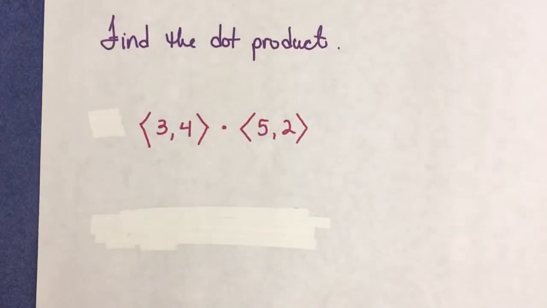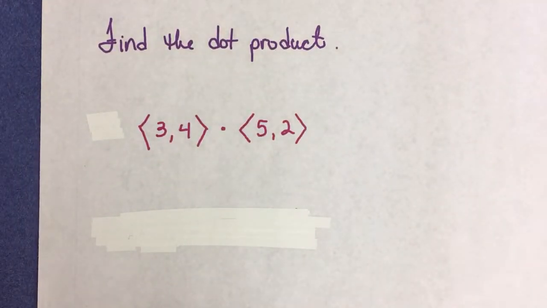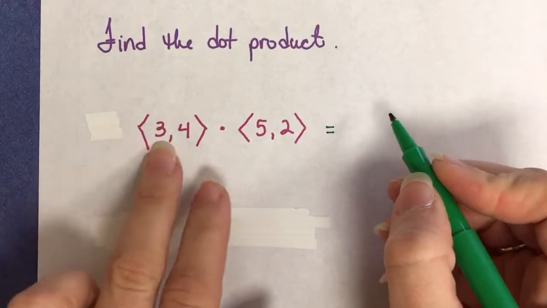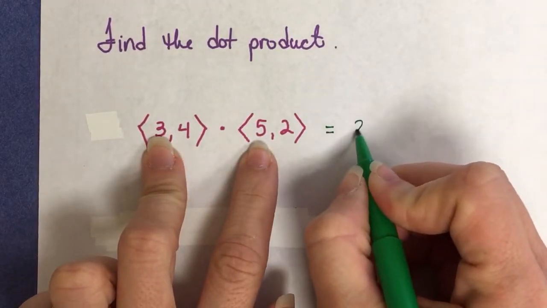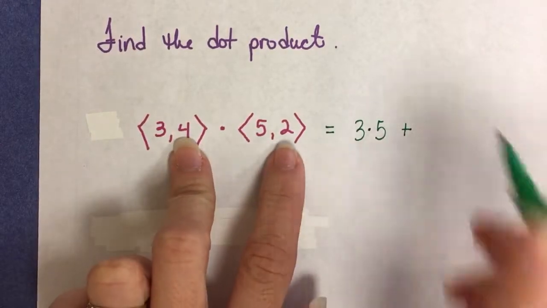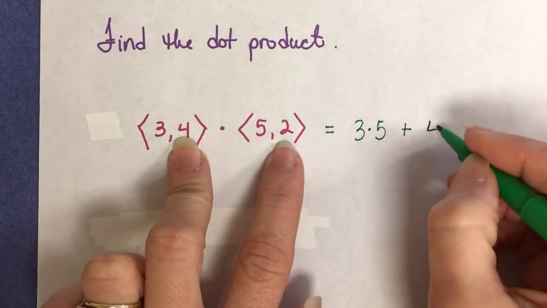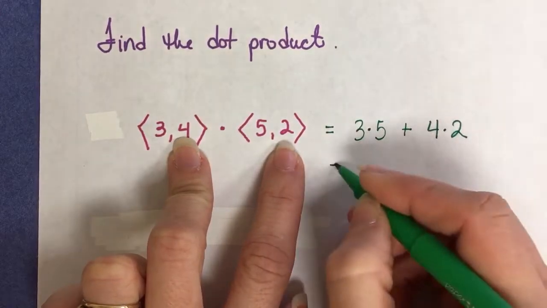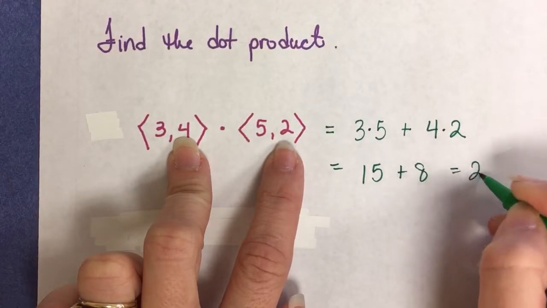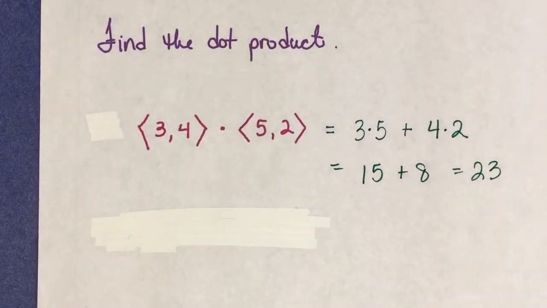Okay, so for this first example, I have vector 3, 4 and vector 5, 2. Finding your dot product, take the first component from each vector, so that would be 3 times 5, and then you're going to add to that the product of your second components, so that would be 4 times 2. So we have 15 plus 8, which will give us 23. So 23 is going to be what's called your dot product.